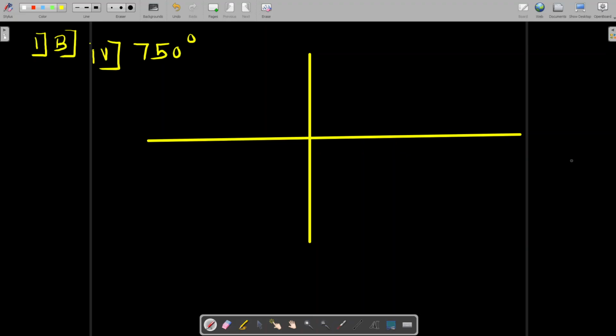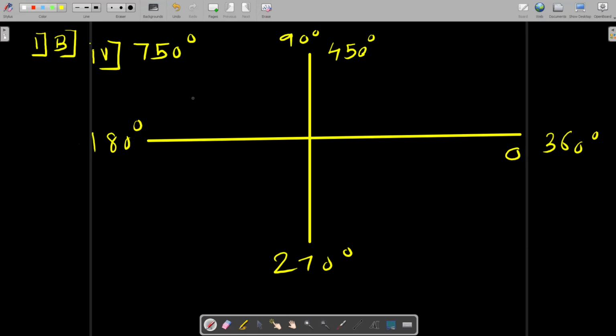If you take two complete rounds, so here it is 0 degree, here it is 90, sorry, this is 180, this is 270, this is 360, 450, 540, 630, 720.